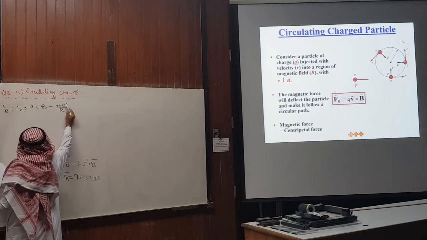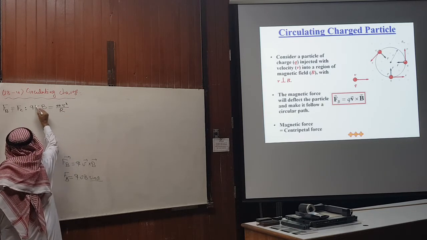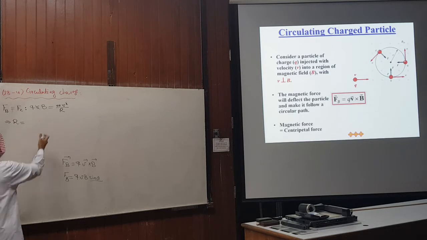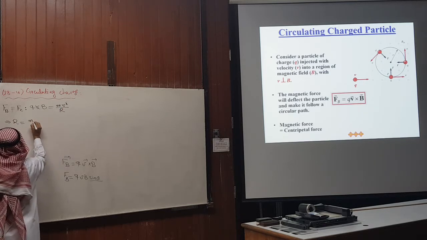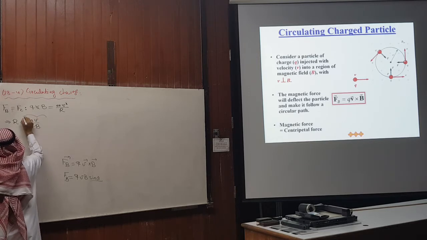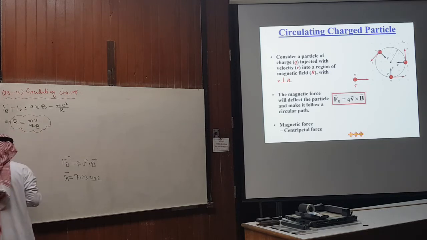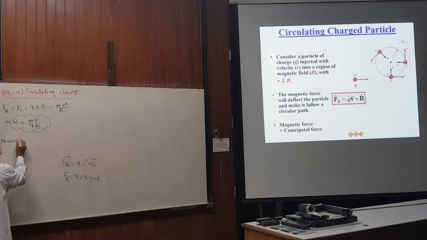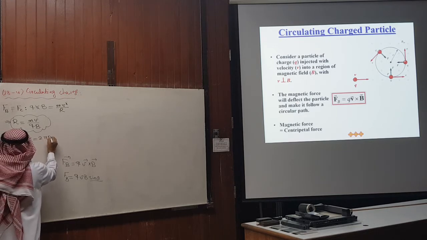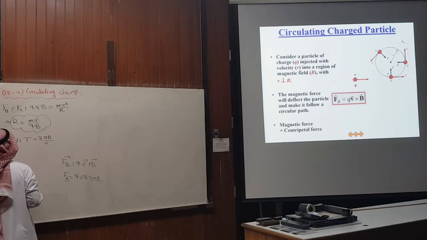So we can cancel this square with this speed and immediately get the equation for the radius of the circle in which the particle moves, and that you can see from here is equal to mv divided by q times B. Here is the radius of the circle. With it, we can now calculate the period. The period, as you remember, is the time to make one full circle, and that is equal to the circumference of the circle divided by the speed.